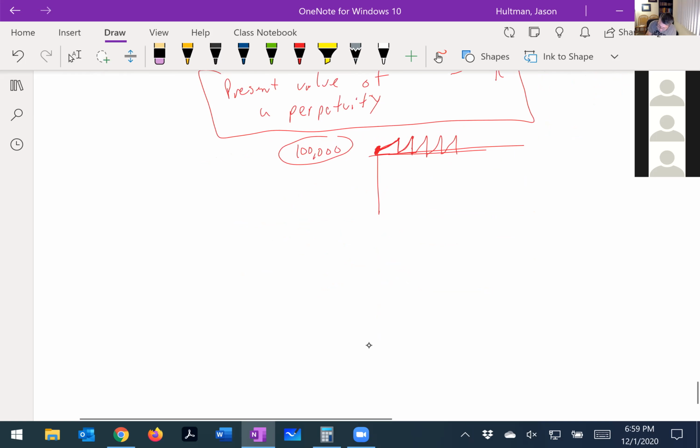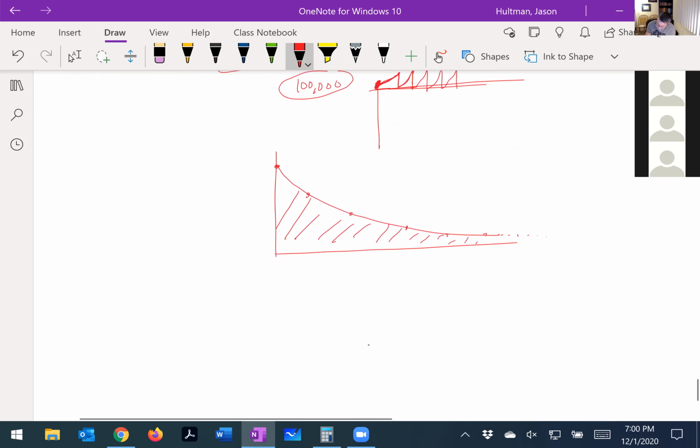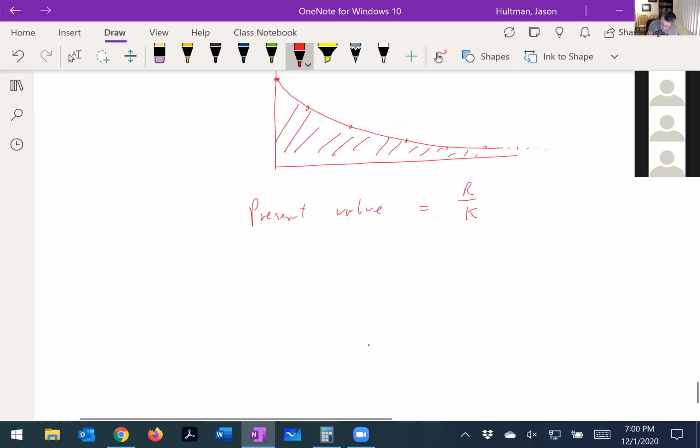This perpetuity looks like this. We just want to know, if we keep adding money every year to this thing, how much total accumulated value do I have as this thing goes to infinity? So the present value is equal to R over K. Let's do number 2 here.